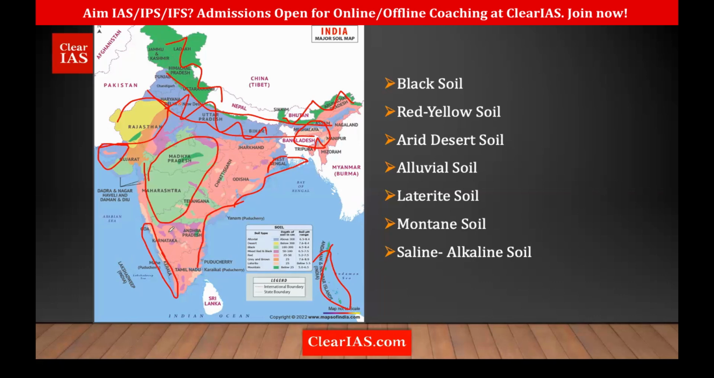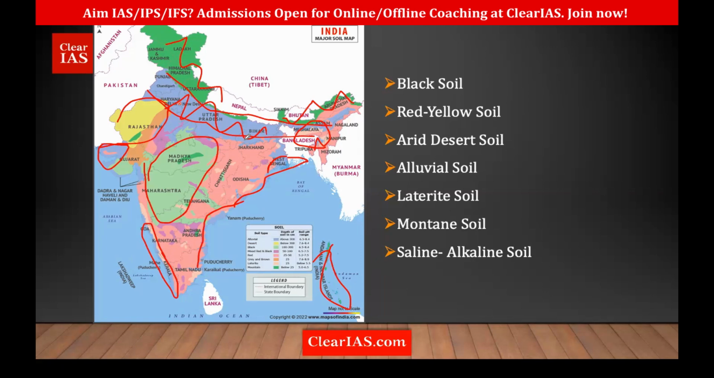And around that we have what? Yes, the red yellow soil. Based on the moisture content, the color varies. High moisture content, red color. Low moisture content means yellow color. And that is the region with high mineral resources. Then we have the arid desert soil in the western part, that is the Rajasthan desert region.